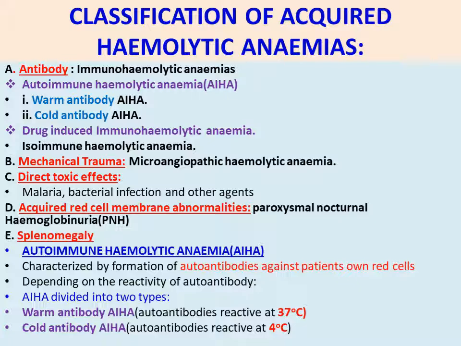Cold antibody AIHA: autoantibodies reactive at cold temperature, that is 4 degrees Celsius. Below 8 degrees Celsius is cold temperature, so 4 degrees Celsius you can notice here. So 4 degrees Celsius is cold antibody hemolytic anemia, and warm antibody is 37 degrees Celsius.